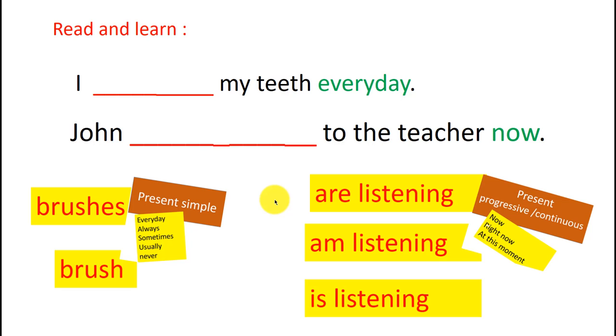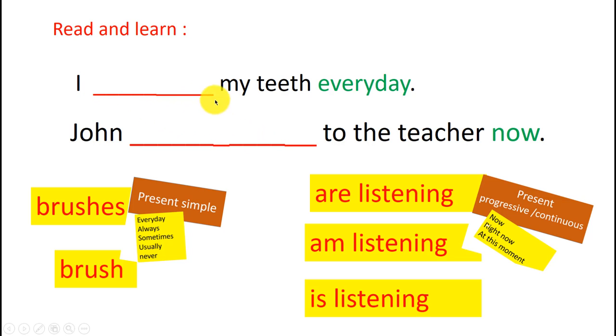Okay. Here we have the first sentence. I dash my teeth every day. John dash to the teacher now. Yes, so the verb here is not eat, is not drink, the verb is brush. What do we do to our teeth? We brush our teeth. And here we will have the verb listen.